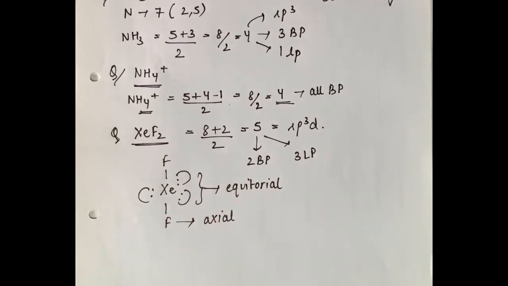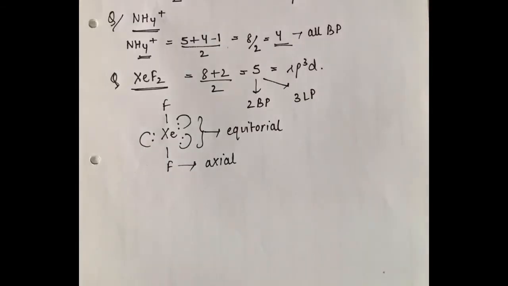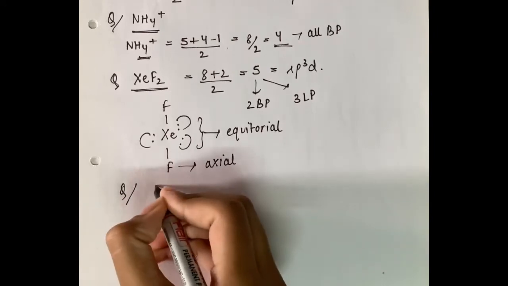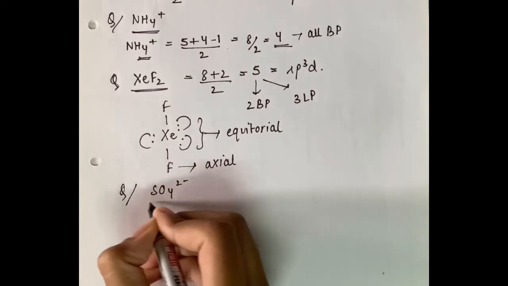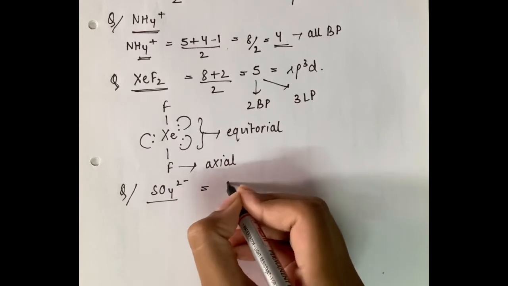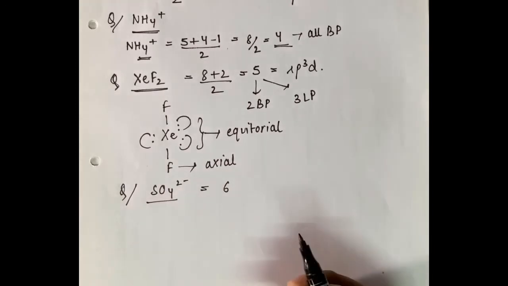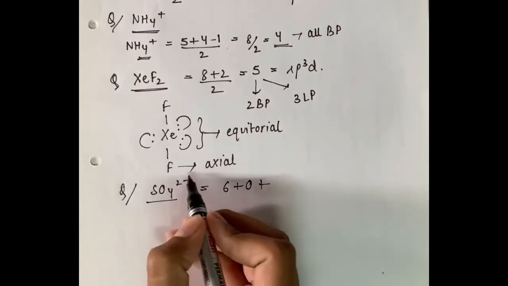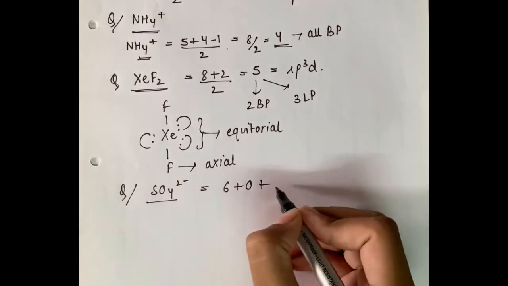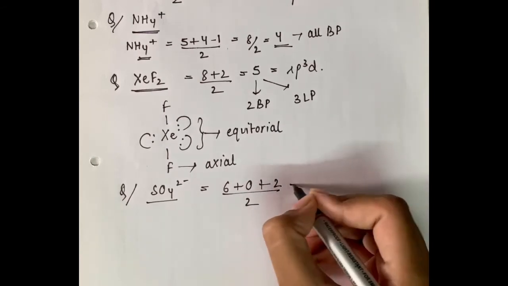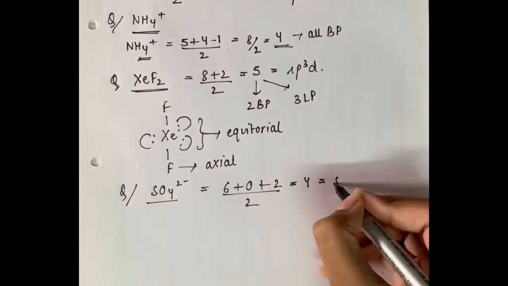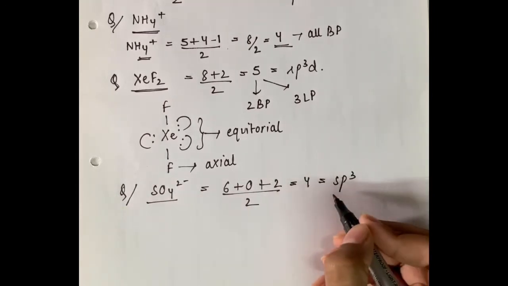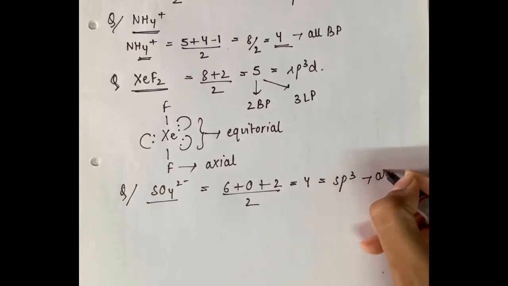Now I want you all to calculate the hybridization of SO4 2-. Sulfur has 6 valence electrons present in it, but the number of monovalent atoms present in SO4 2- is 0, as oxygen is not a monovalent atom. Also, it has a charge of -2, which means it is accepting 2 electrons. So, the formula will be 6 plus 0 plus 2 upon 2, which is 4. Its hybridization is sp3 and its shape will be tetrahedral.